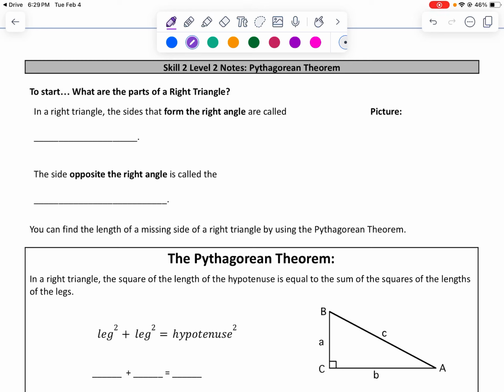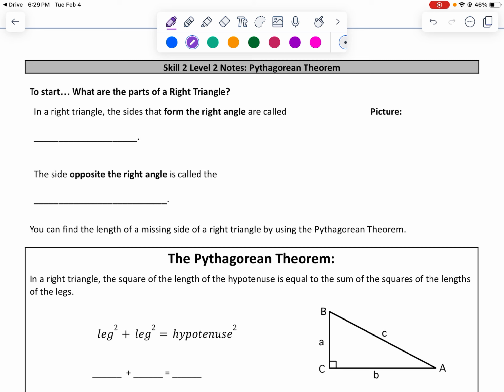All right, so let's go ahead and talk about the Pythagorean theorem. We may have touched base about this last class, but I wanted to reiterate it. To start off, we want to discuss what the parts of a right triangle are. We know what right triangles look like.